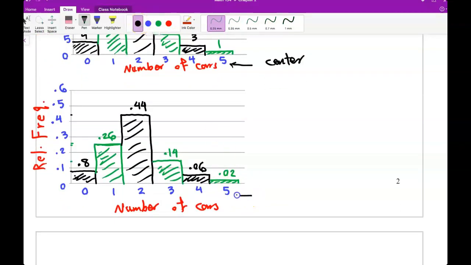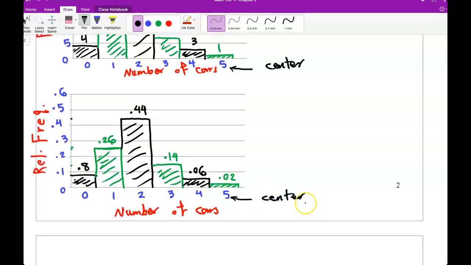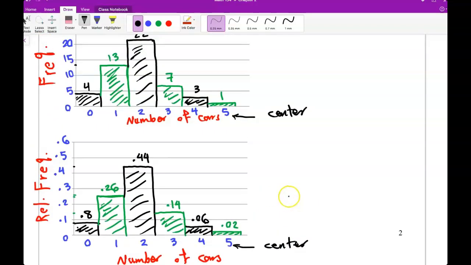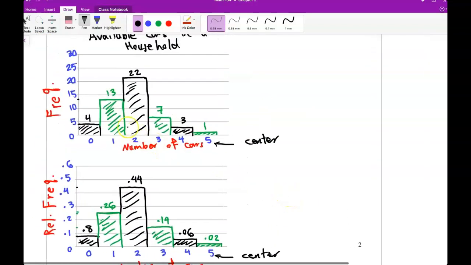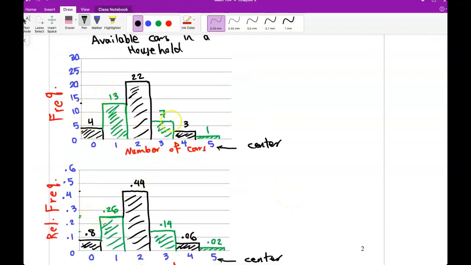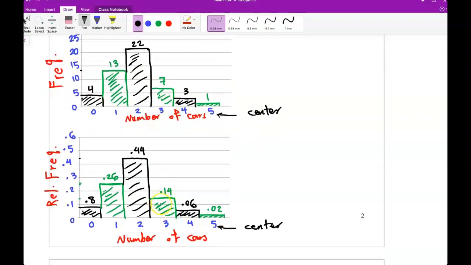Again, I'm keeping these numbers 0, 1, 2, 3, 4, 5 in the center of each rectangle. As you can see, it doesn't matter which one we use, either frequency or relative frequency, we have exactly the same shape.